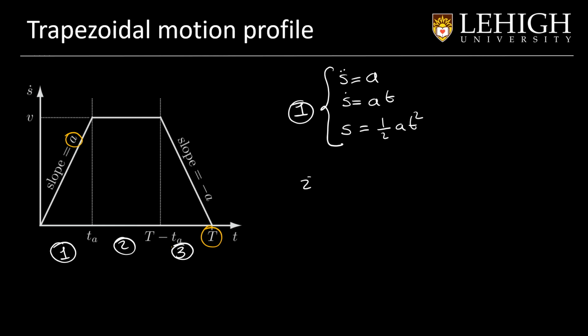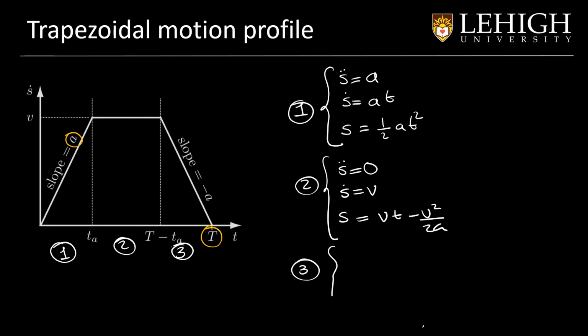In our second part of the function, what we have is that we stop accelerating, so the acceleration is 0. We maintain a constant velocity, and the position with respect to time will be equal to vt minus v squared over 2a, just by solving the equations, because we start at ta.